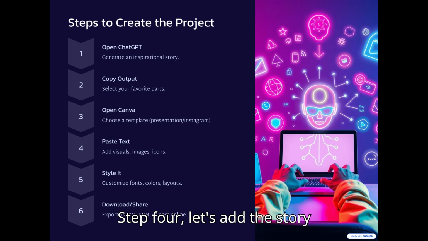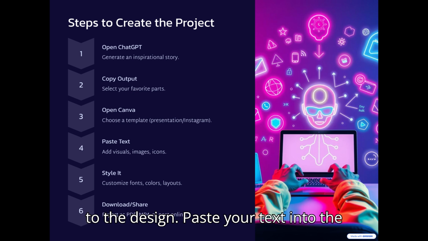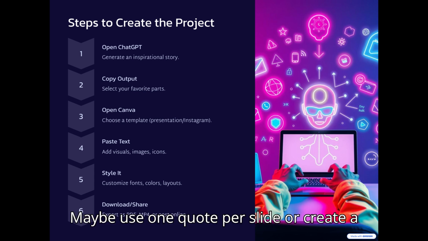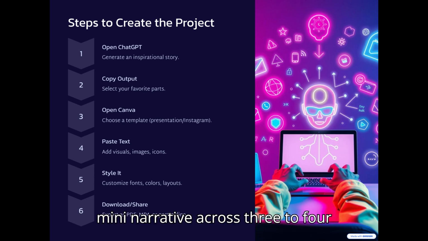Let's add the story to the design. Paste your text into the slides. Spread it out. Maybe use one quote per slide or create a mini narrative across 3 to 4 visuals. Then go ahead and add some visuals. Maybe a soft background, some cool icons, a photo that feels like the emotion of the story.